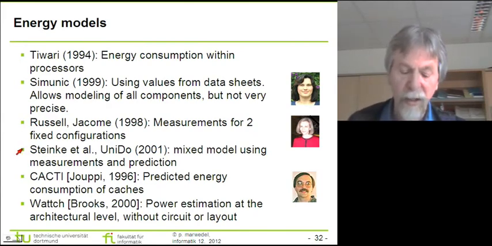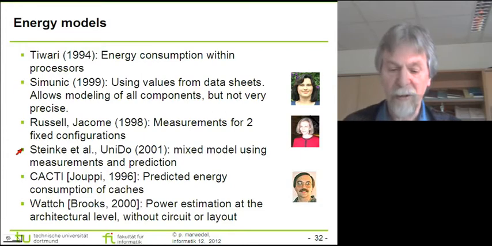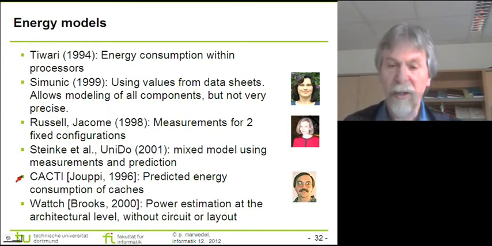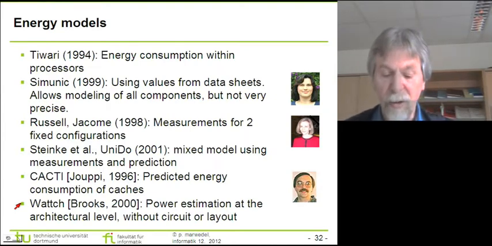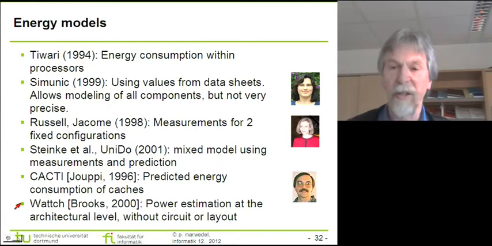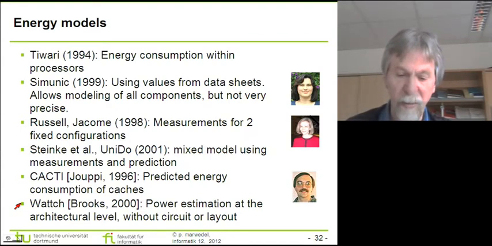Then Stefan Steinke from our university proposed a mixed model which was based on both measurements and prediction. Another very prominent example is the so-called CACTI tool that was proposed by Jouppi, which can be used to predict the energy consumption of caches. And then there is a very popular tool called Wattch, which is used to predict the power estimation at the architecture level without actually analyzing any information at the circuit or layout level. As a result, it is obvious that this tool has problems with its precision.